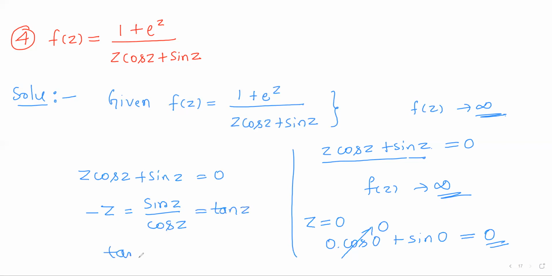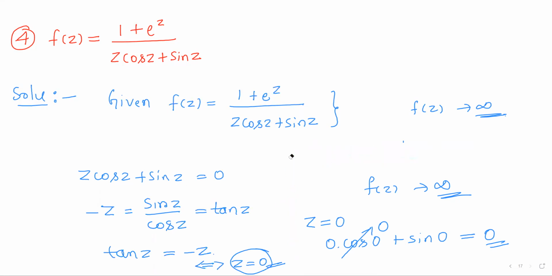That means we need a z such that tan z is equal to minus z, and that happens if and only if z is equal to 0, and there are no other possibilities. So z is equal to 0 is the only 0 of the denominator function, hence it will be the only pole of f of z. And also observe that it is a simple pole because its factor is linear, that is the factor of that 0 has power 1, so the pole will have order 1, right?